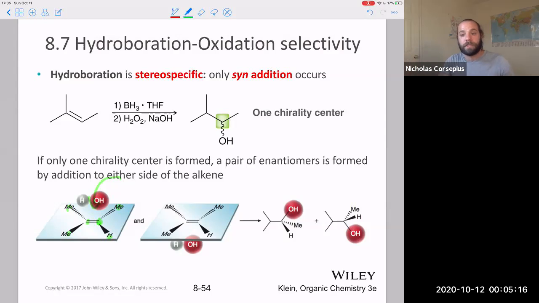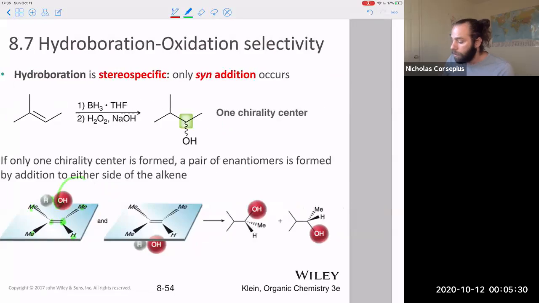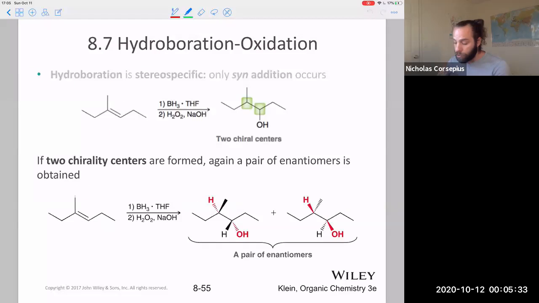So they're either both coming from the top in a syn addition, or both coming from the underside in a syn addition. So when you only have one chiral center that's formed, you'll see that you get both stereoisomers out of there. The difficulty comes from what happens when you have two chiral centers, and this is where the syn addition is actually pretty consequential. You have either your OH group and your hydrogen both coming from the bottom, like into the plane of the page, or they're both coming from the top, so they're both wedges.